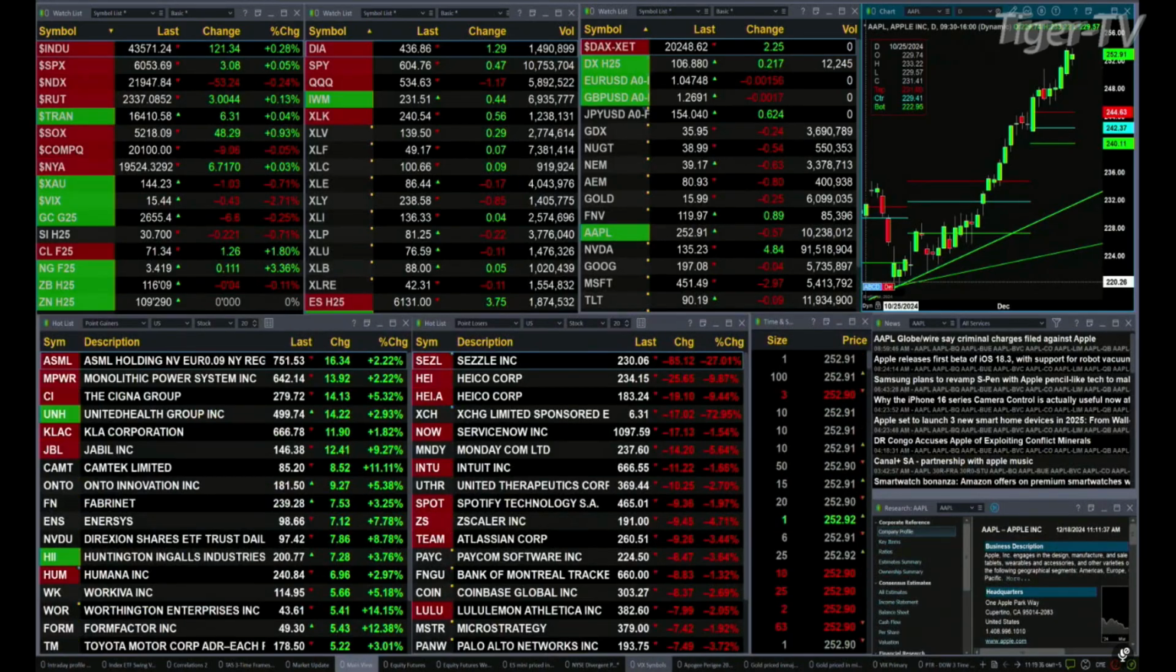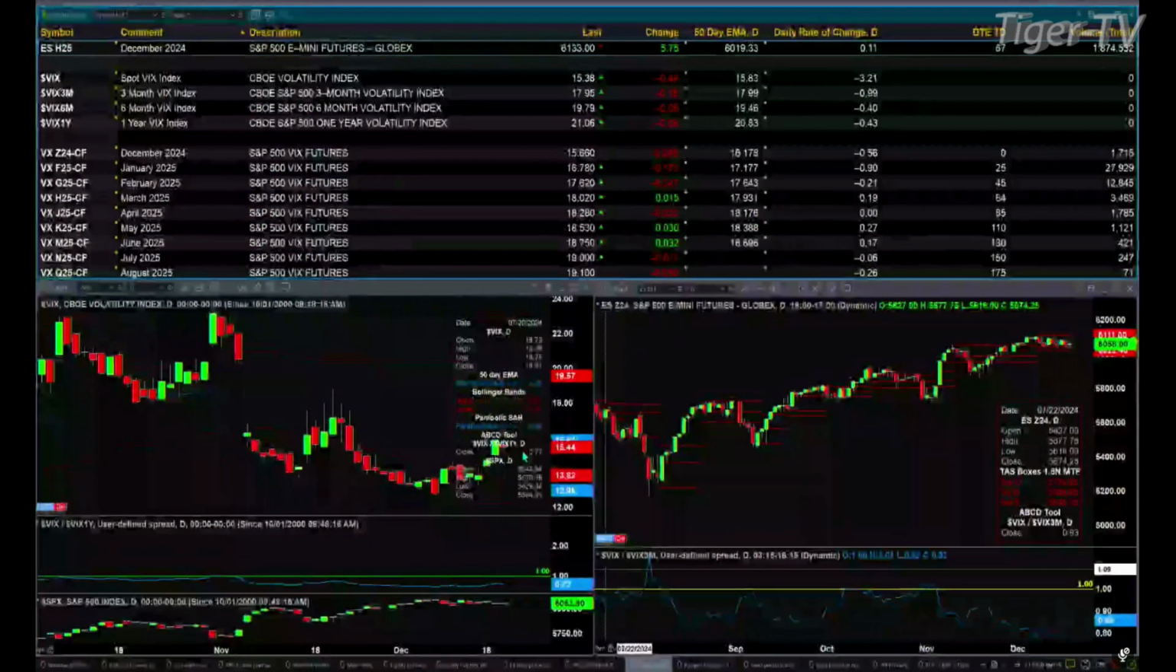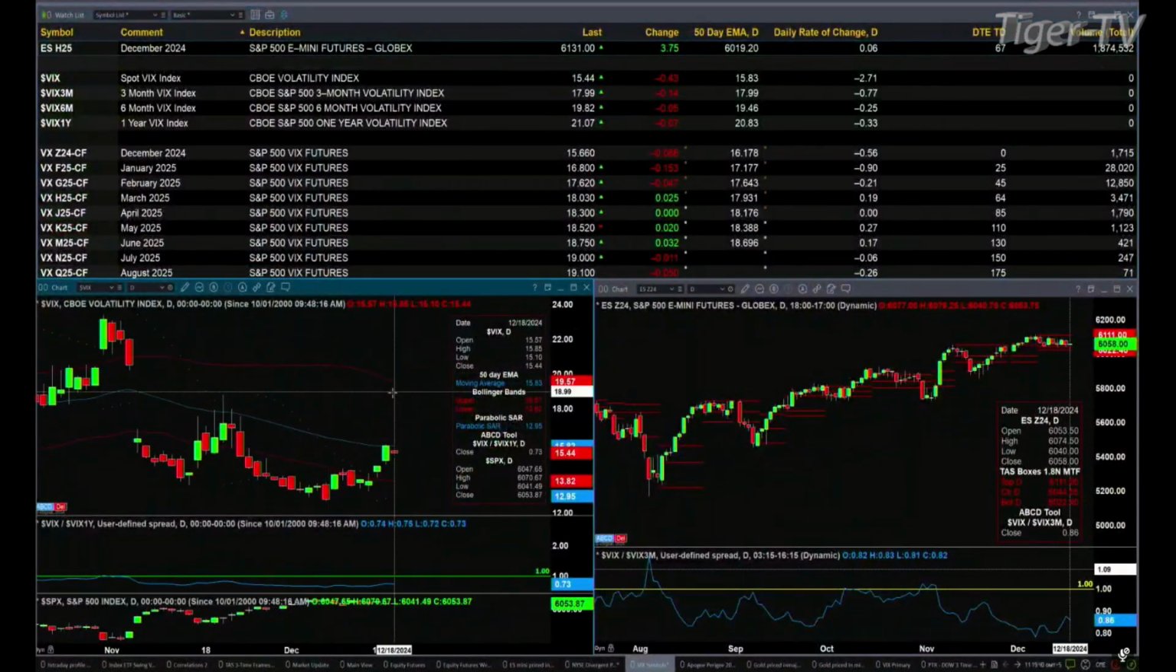If we take a look at the spot VIX index, there was interesting behavior yesterday. We did close above the 50-day exponential moving average by 2 pennies. The close yesterday was 15.87. The moving average was at 15.85. We're back below it right now.